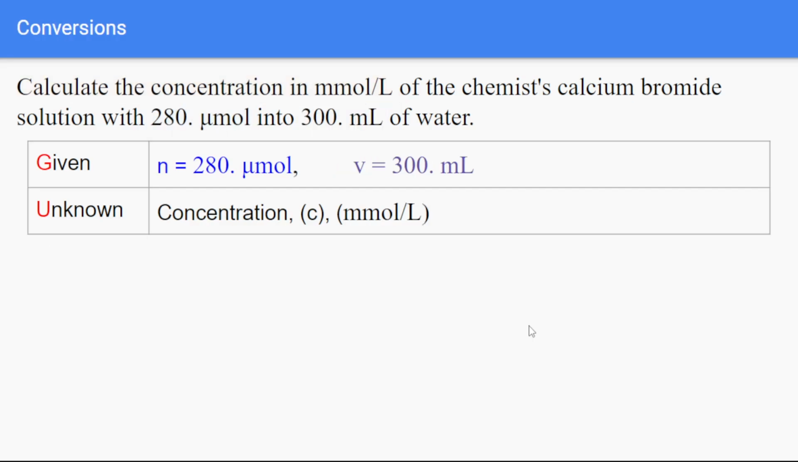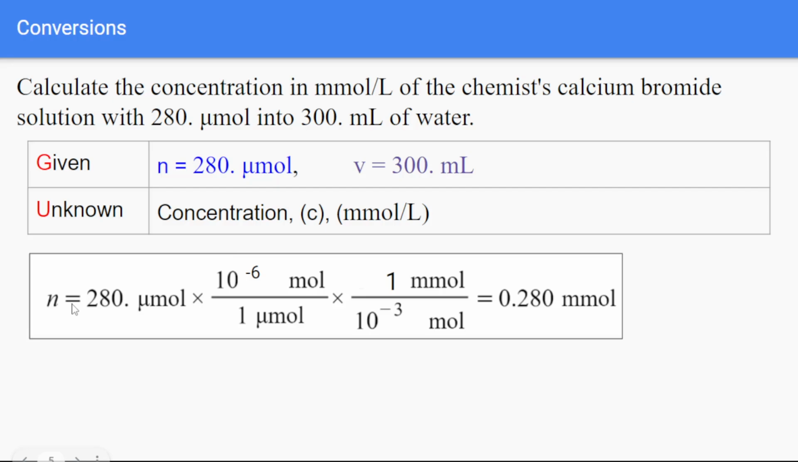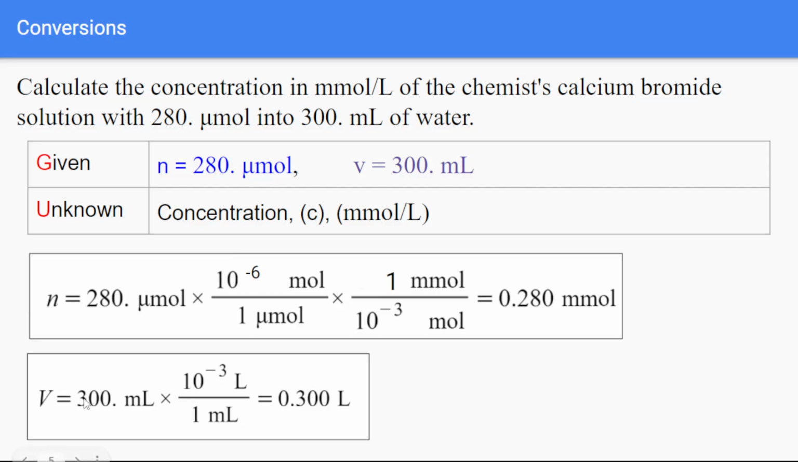So again, remember we have to convert these because we want millimoles, not micromoles, and we want liters, not milliliters, so we have to convert. So if you have 280 micromoles, remember the conversion for micro is 10 to the negative 6. The conversion for milli is 10 to the negative third, so that's our first step, is to do the conversions. Then you have milliliters. We need that to be converted to liters. So 300 milliliters times 10 to the negative third, that gives you 0.300 liters.